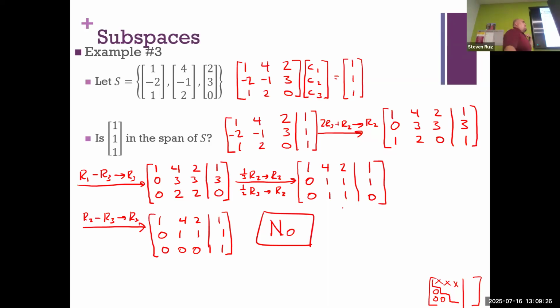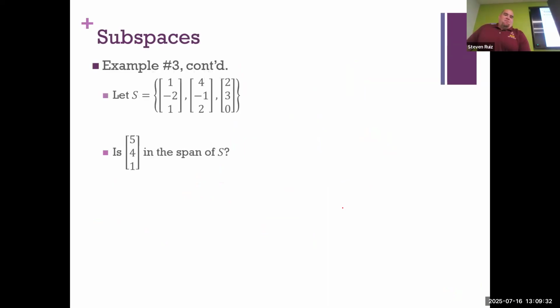Any questions on that? All right, let's give another vector. How about 5, 4, 1? How could we find out if 5, 4, 1 is in this span? Could do Gaussian elimination, right?